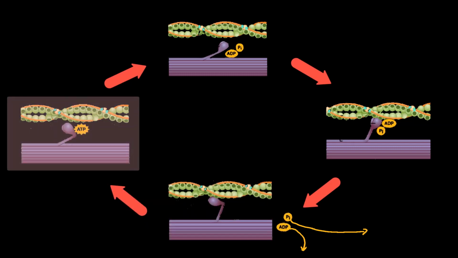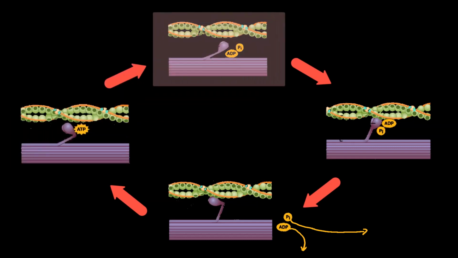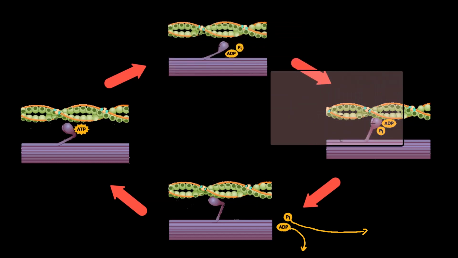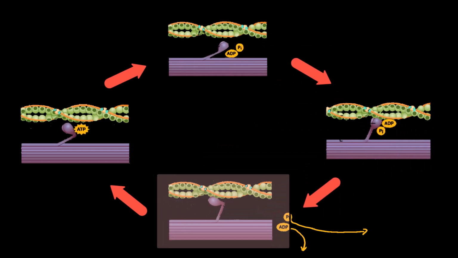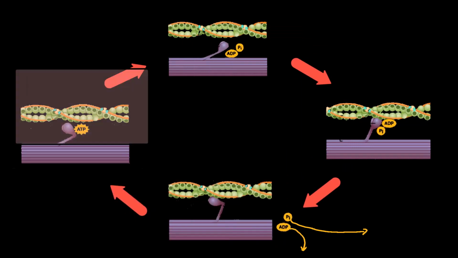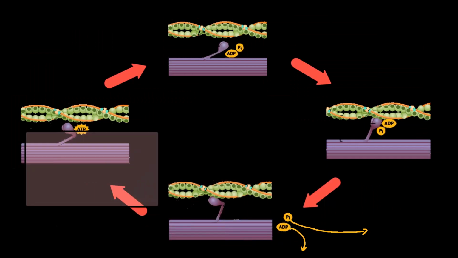If ATP is around, it binds to myosin, and myosin lets go of actin and uses the energy in ATP to cock itself. ADP and the inorganic phosphate are still bound to the myosin head. But then myosin can bind the thin filament again and take another step, releasing ADP and phosphate. This cycle repeats itself as long as calcium is around and there's ATP.